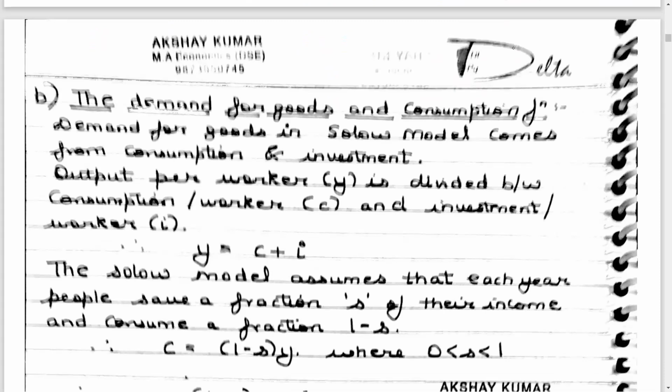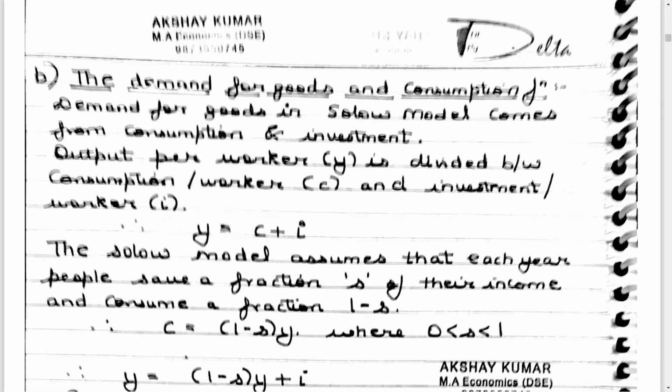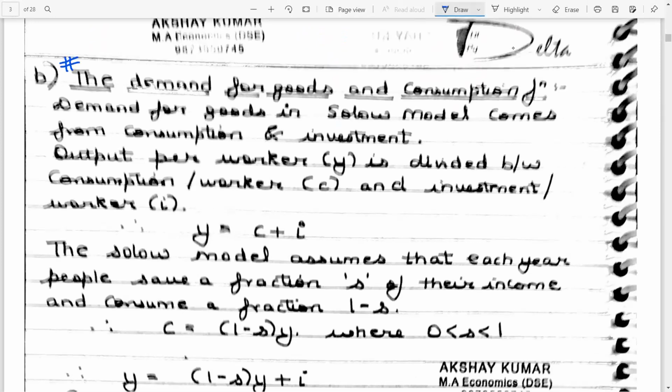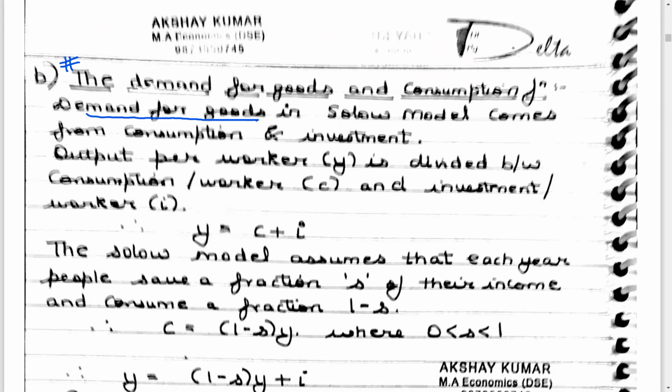Okay, now guys, we have talked about the supply side, we have talked about the production function. Now let's talk about the demand side. So demand for goods and the consumption function. So in the Solow economy, when we talk of demand for goods, it comes from two particular sources: demand by the households, which we call consumption; demand by the firms, which we call investment.